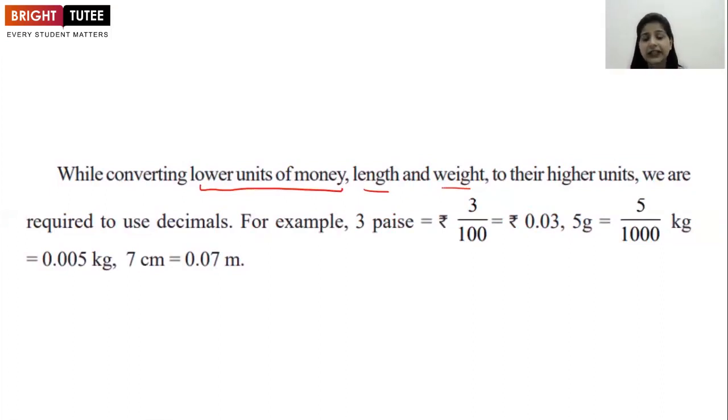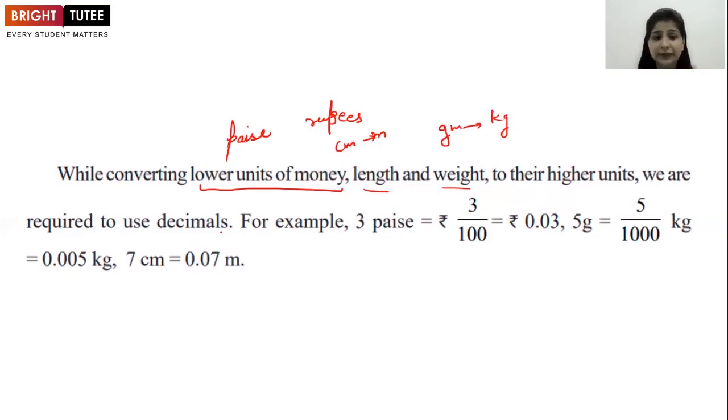rupees if we convert, from meter to centimeter we convert, or from centimeter to meter we convert, like so from lower units of money to the higher units. So I said from like paise, which is the lower unit, to rupees, right? And when we talk of length, from centimeter, which is the smaller one, to meters, weight, that means from grams to kilogram we convert. So when we do this, we require to use decimal.